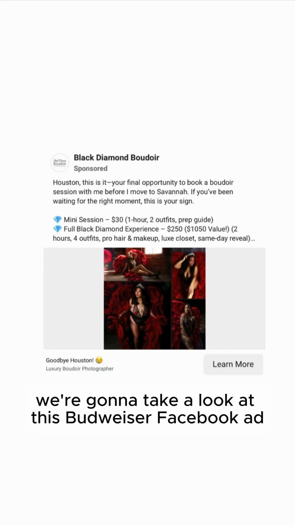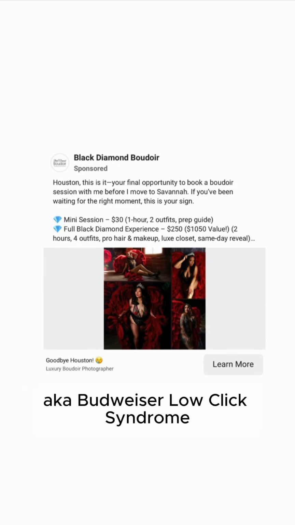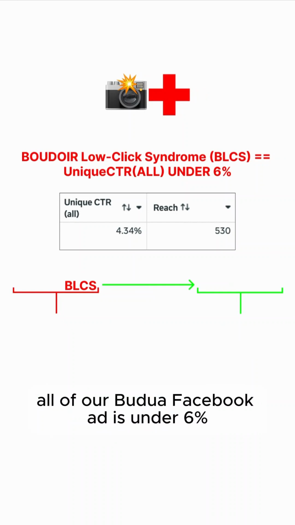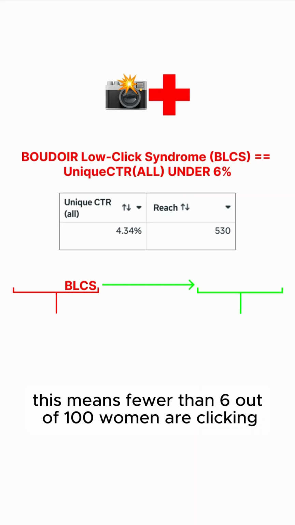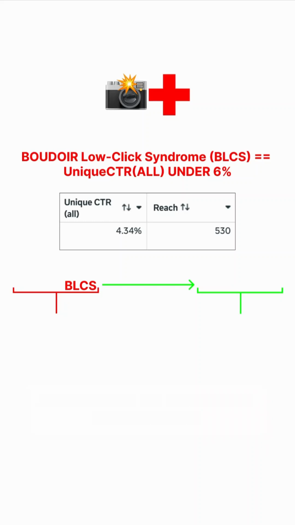All right, y'all, we're going to take a look at this Boudoir Facebook ad, diagnose it, see if we believe it has BLCS, aka Boudoir low click syndrome. Boudoir low click syndrome is when the unique CTR of our Boudoir Facebook ad is under 6%. This means fewer than 6 out of 100 women are clicking somewhere on our Boudoir Facebook ad.